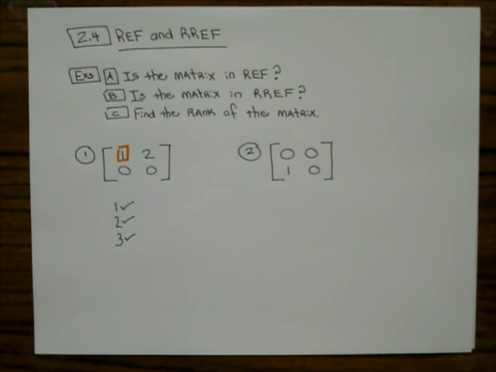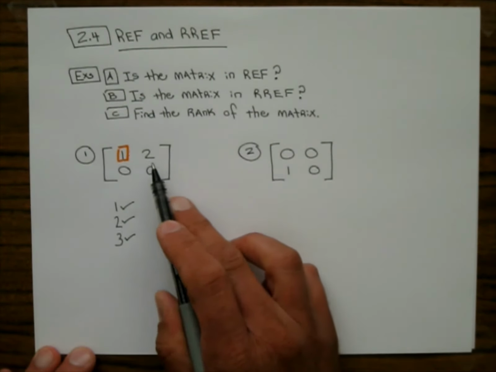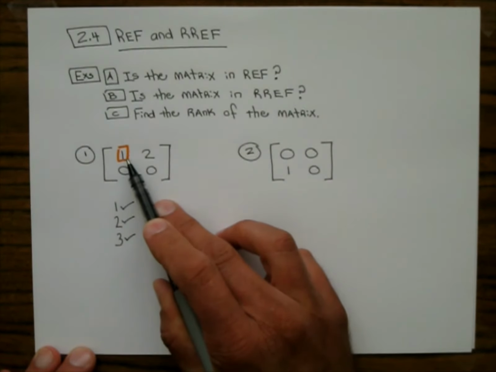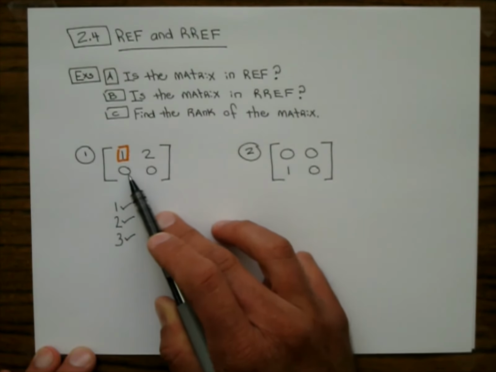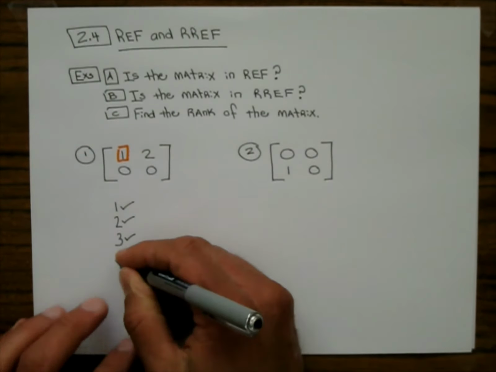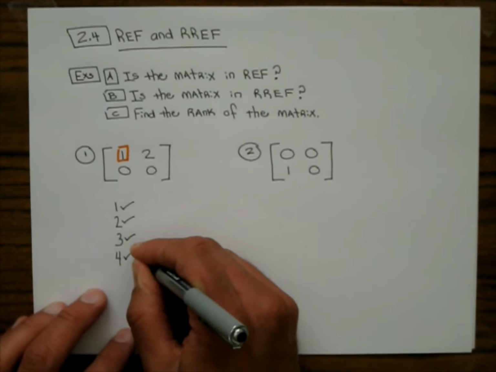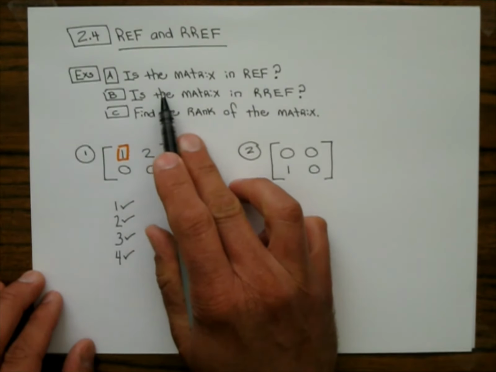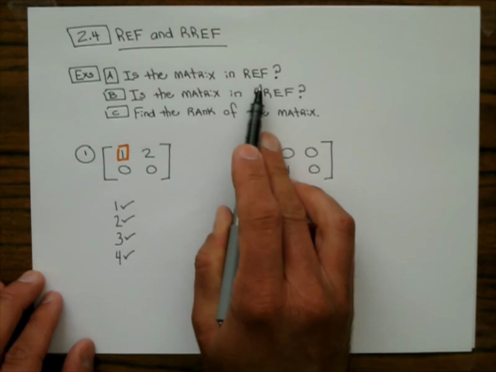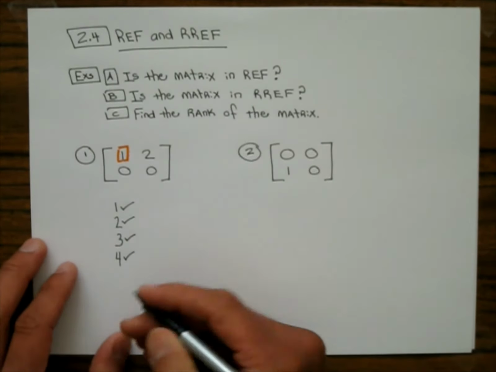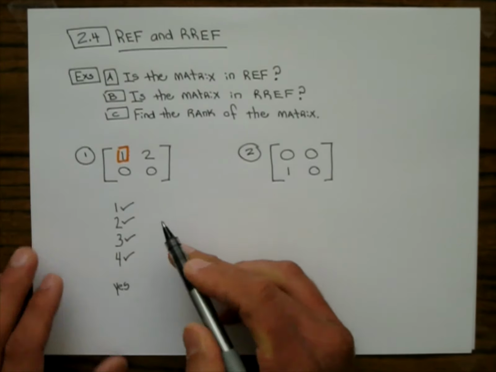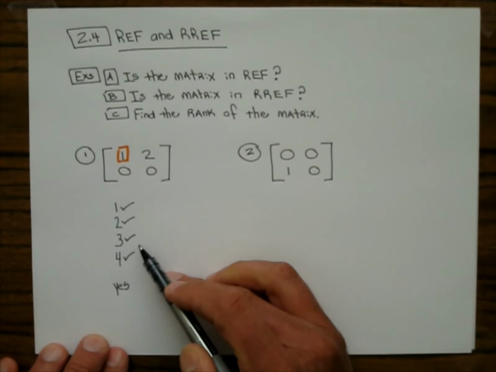Condition number 4 says any column that contains a leading 1, how many columns do we have that contain leading 1s? Well, how many leading 1s do we have? Just that leading 1. Any column that contains a leading 1 has zeros everywhere else. And that is true as well. So in terms of the first question, is the matrix in REF? The answer to that is yes. It is, because it meets the first three conditions.